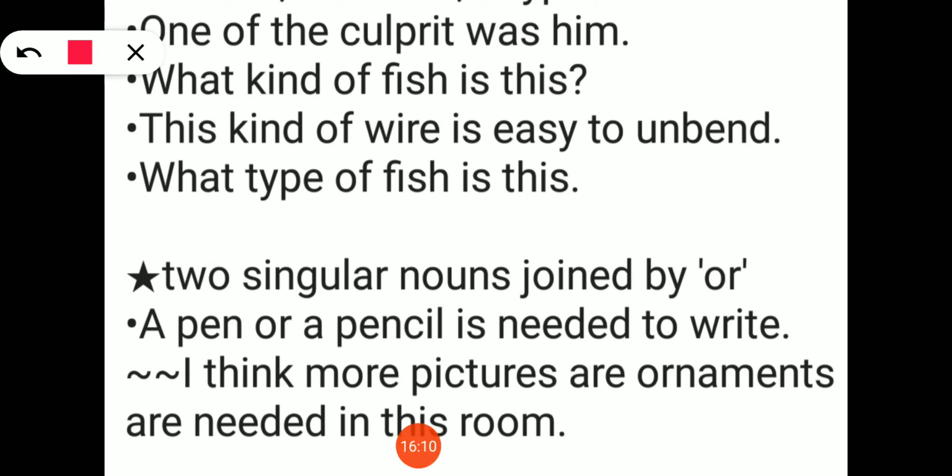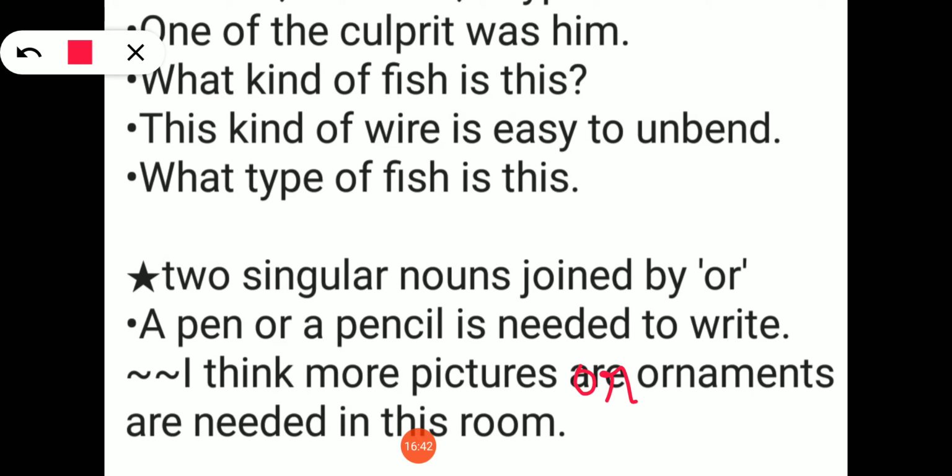Next, look at this sentence. It is peculiar. I think more pictures or, oh, here it is a typing mistake. So here you should get OR. It is not AR, it is OR. I think more pictures or ornaments are needed in this room to make this room decorative. In the room decorative இருக்கணும், இன்னும் கொஞ்சம் பிக்சர்ஸ்லாம் ஹேங் பண்ணலாம், இன்னும் கொஞ்சம் டெக்கரேட்டிவ் ஆர்னமெண்ட்ஸ் எல்லாம் வைக்கலாம். That is the meaning of this sentence.